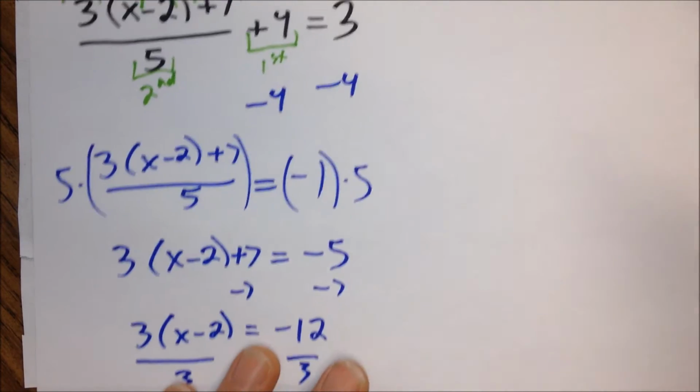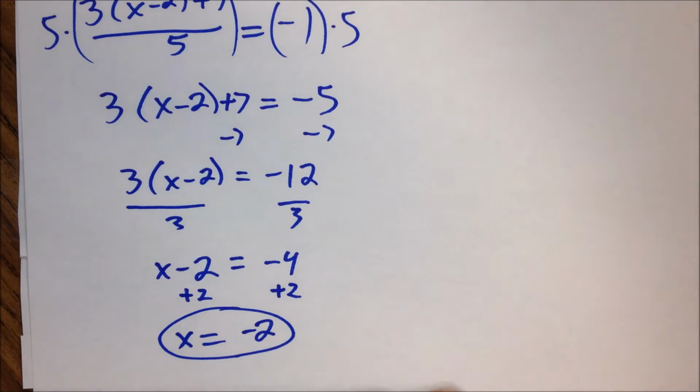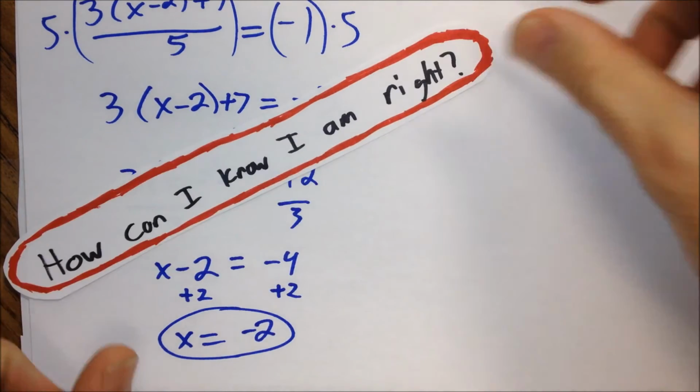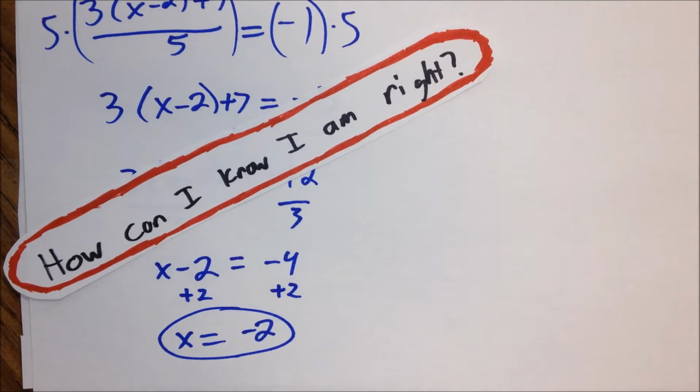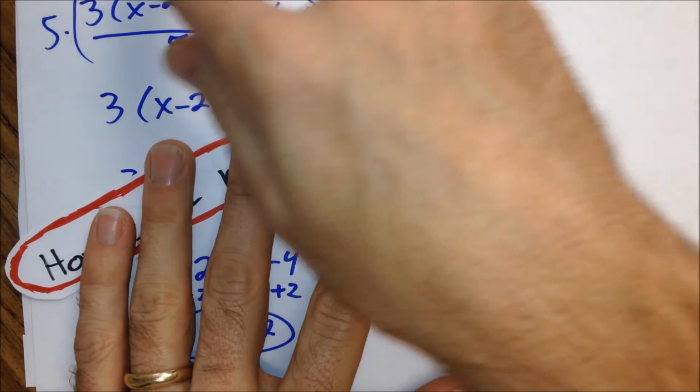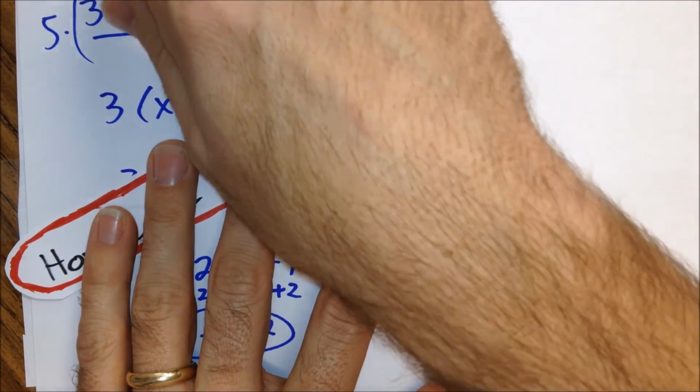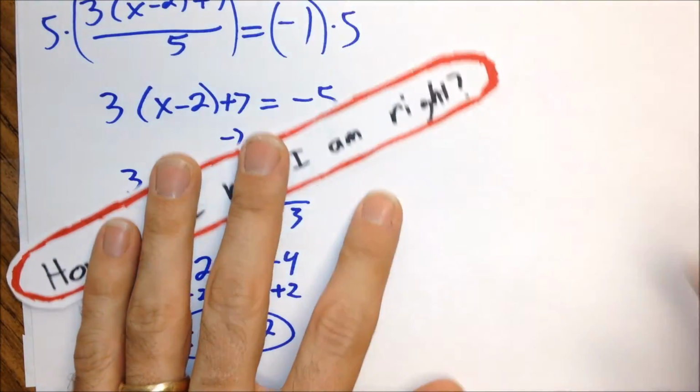Now, when we look at this problem, and we have this answer, there's a really big question we want to ask ourselves: how can I know if I'm right? How do I know if I got the right answer, or if I made a mistake somewhere along the line? And the answer is, you know it's the right answer if you can substitute back in for x, and x is the right number that gives you the correct solution to this problem.